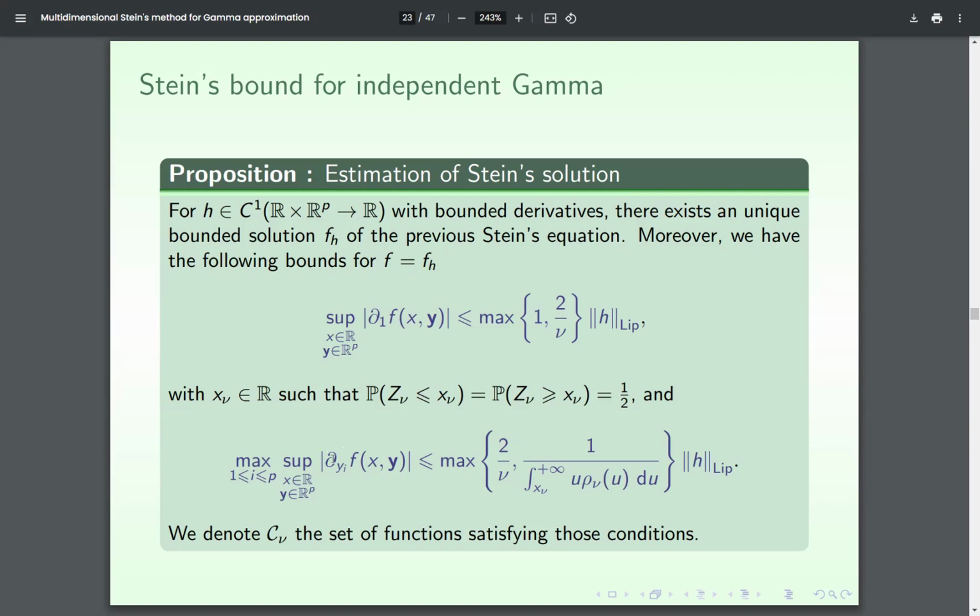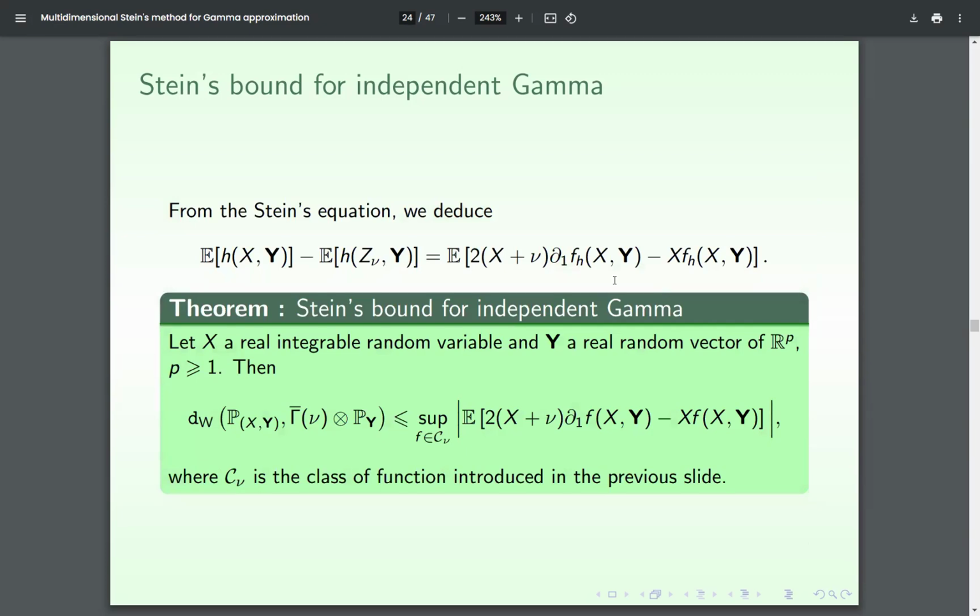Same bound here for the derivative with respect to every y parameter over here. And in the following, I will note C indexed by nu the set of functions satisfying those conditions, meaning that every partial derivative is bounded on R times R^p with those constants appearing here. So we can study the solution of the Stein's equation, and so we can have a Stein's bound because we have this equality over here.